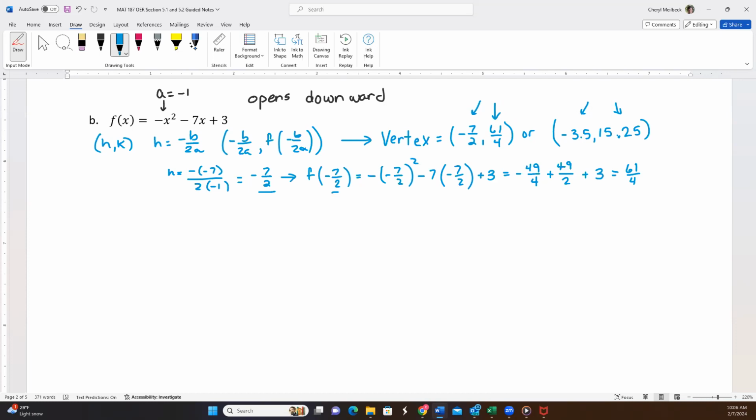The next thing we want to find is our x and y intercept. Oh, nope, line of symmetry. So let's write our line of symmetry here.